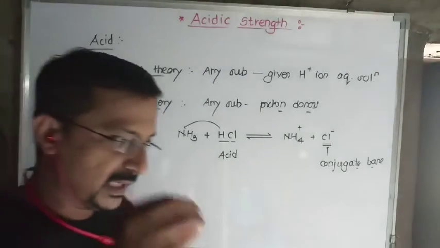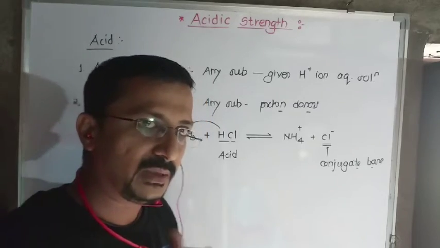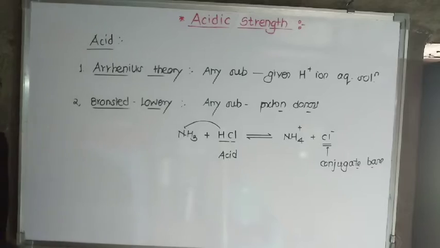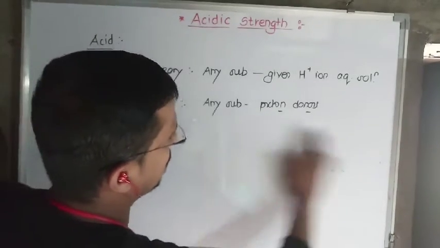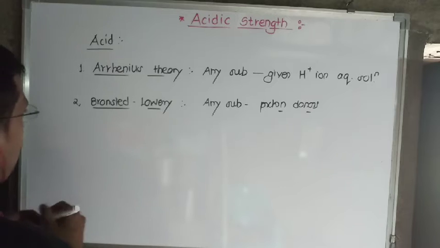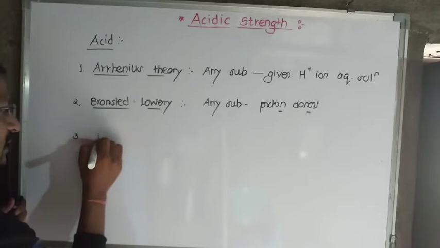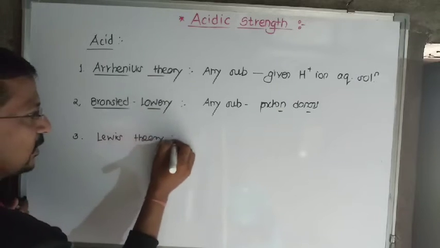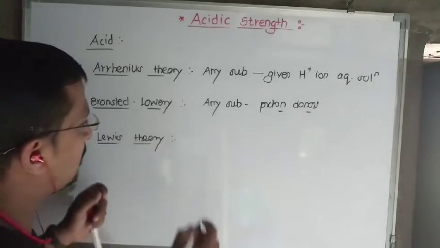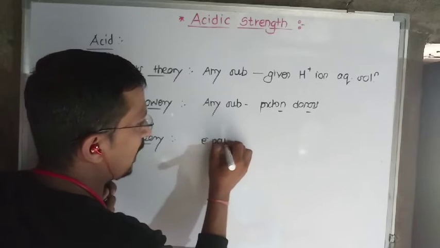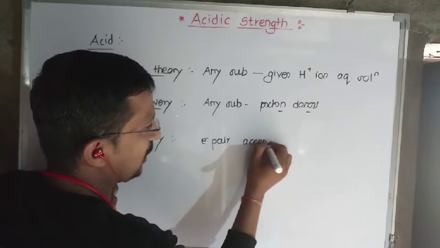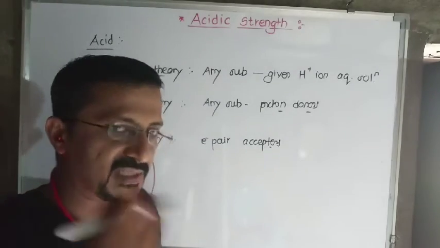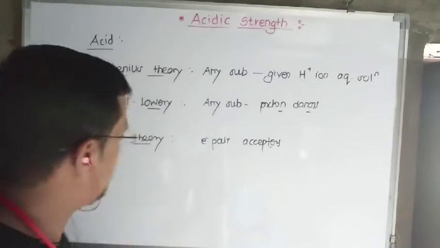According to Bronsted-Lowry, an acid is any substance in which proton donation takes place, or proton donors are simply acids. Then the third one is according to the modern concept, that is the Lewis theory. According to this theory, electron pair acceptors are called acids. Those substances which accept an electron pair from others are termed acids.